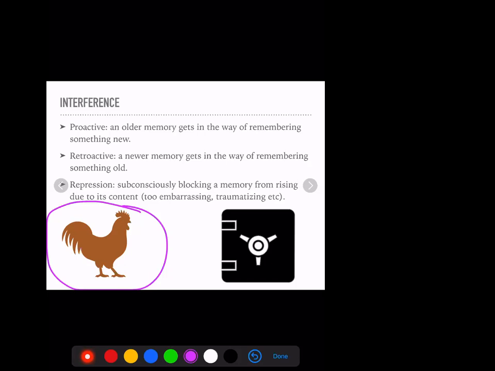And because that was a traumatic experience, she repressed the incident for quite a long time. She didn't want to think about it. It was traumatic. It was not a good thing for her. So we're subconsciously blocking a memory from rising because we don't want to remember it.